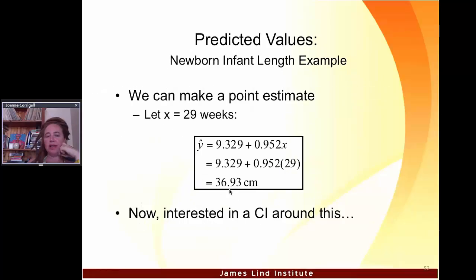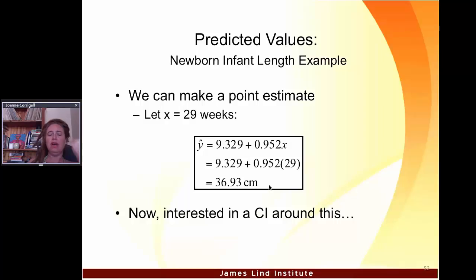So if we say that the gestational age is 29 weeks, then we replace X with 29, and then we can work out that this baby at 29 weeks is going to be roundabout 36.93 centimeters. When I say roundabout, it's because we've used a sample. So we then calculate our confidence interval.